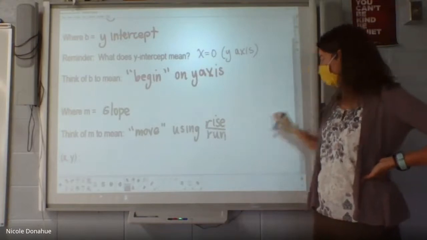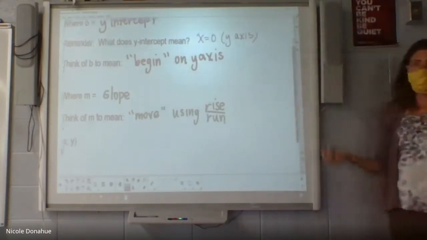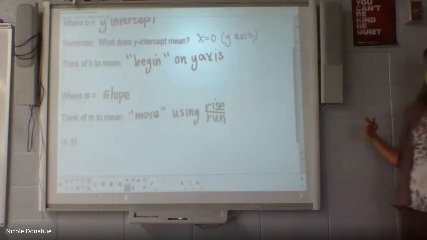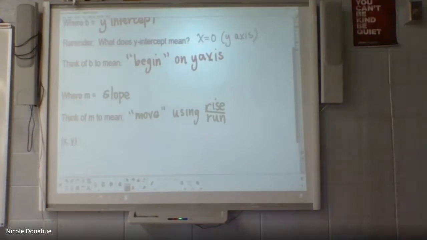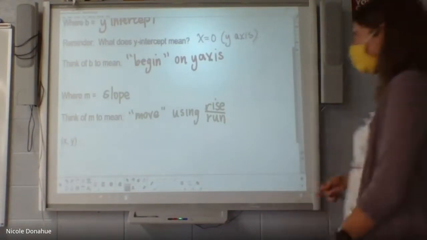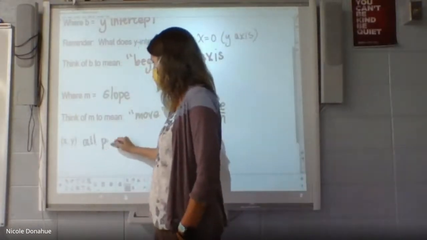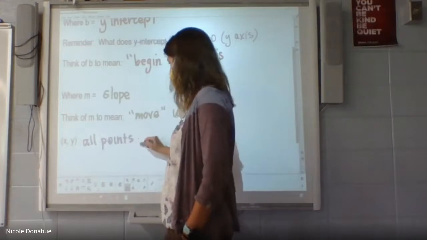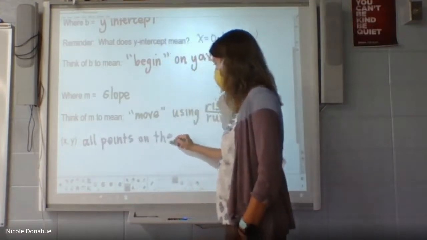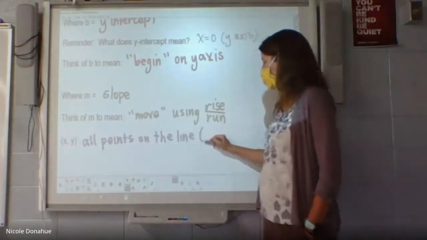So in our slope-intercept form, we just talked about M and B having really important meanings. It's how we begin and how we move. And then the X and Y are just all the little different dots we're going to put on the graph. They're all the points on our line, and there's infinite points.